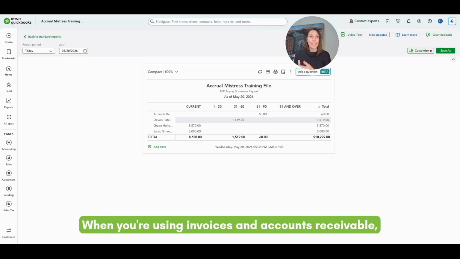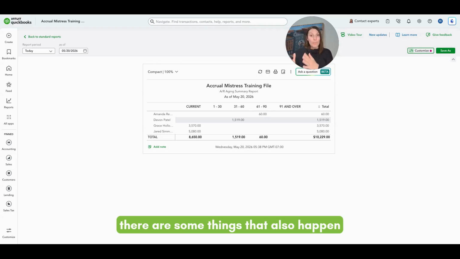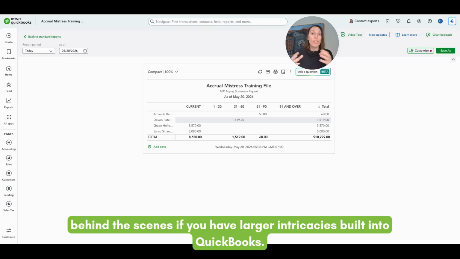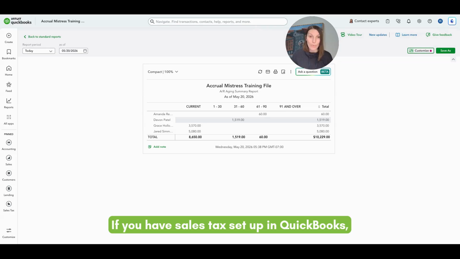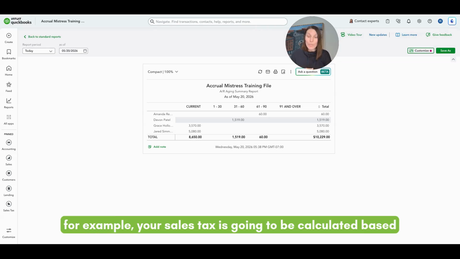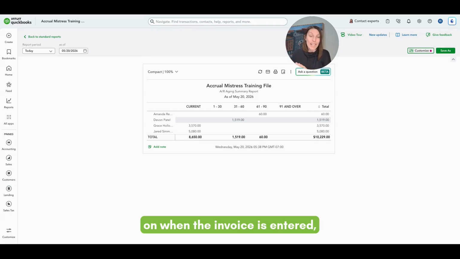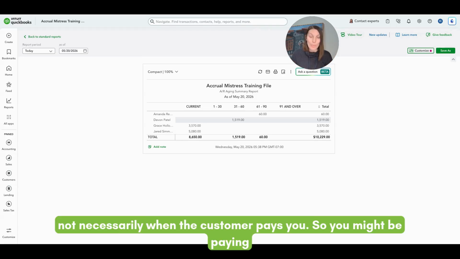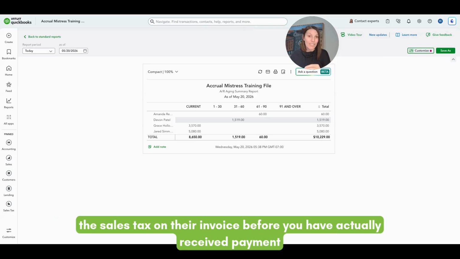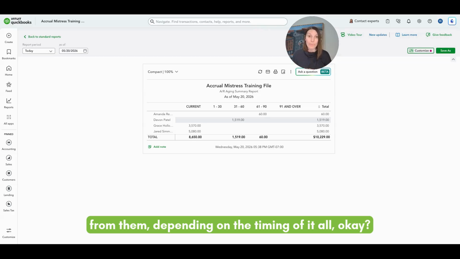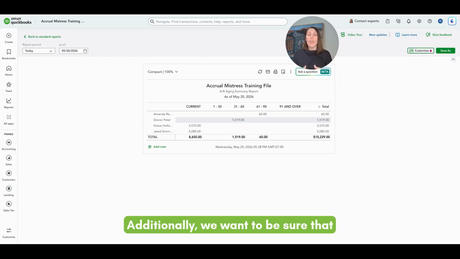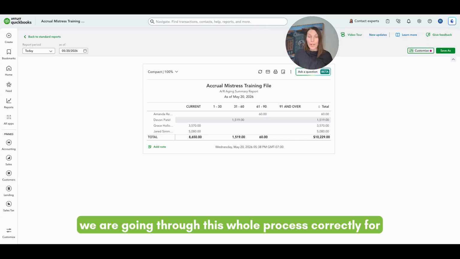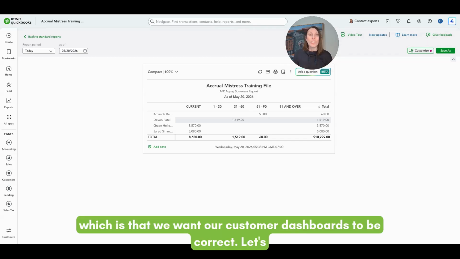When you're using invoices and accounts receivable, there are some things that also happen behind the scenes if you have larger intricacies built into QuickBooks. If you have sales tax set up in QuickBooks, for example, your sales tax is going to be calculated based on when the invoice is entered, not necessarily when the customer pays you. So you might be paying the sales tax on their invoice before you have actually received payment from them, depending on the timing of it all. Okay? Additionally, we want to be sure that we are going through this whole process correctly for the final step here, which is that we want our customer dashboards to be correct.